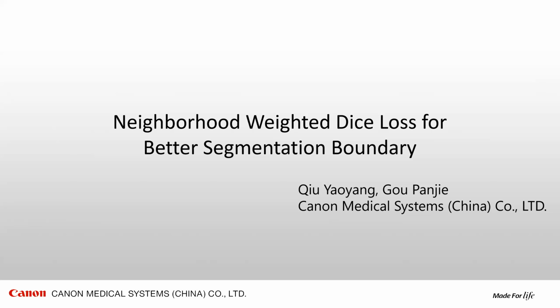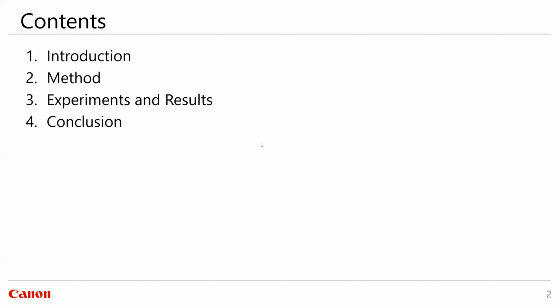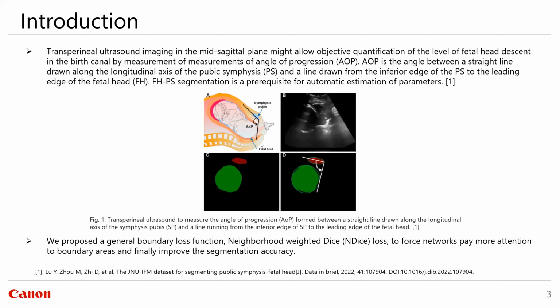Hello, can you see my materials? Yes. Okay, this is Qiu Yaoyang from China Medical System China, and our topic is neighborhood weighted dice loss for better segmentation boundary. I will introduce it in four parts. The first is the background. This part is basically consistent with what the previous speakers have discussed, so I skip it directly.